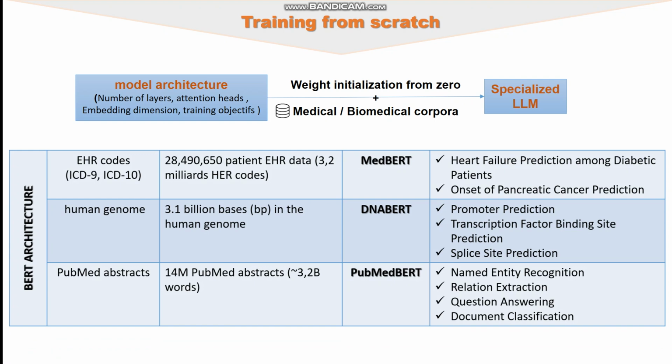MedBERT was trained from scratch on millions of electronic health records, and it's used to predict diseases such as heart failure or pancreatic cancer. Then DNABERT was built using genomic sequences instead of normal text. It learns the pattern of DNA bases and can predict promoters or transcription binding sites. Finally, PubMedBERT was trained on 14 million biomedical abstracts from PubMed. It performed well on tasks like named entity recognition, relation extraction, or question answering.